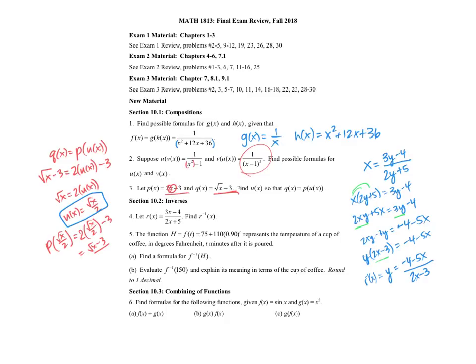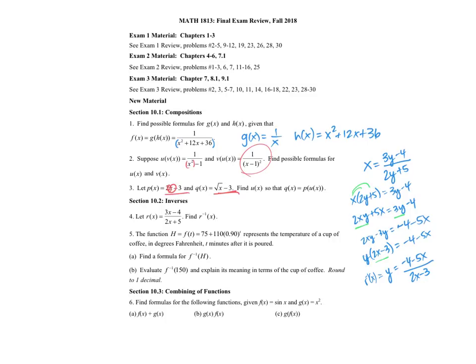All right, next one, we have a function representing the temperature of a cup of coffee, t minutes after it is poured. Okay, and I want to find a formula for the inverse function of f. Okay, so let's see here. So I have h equals 75 plus 110 times 0.9 to the t.